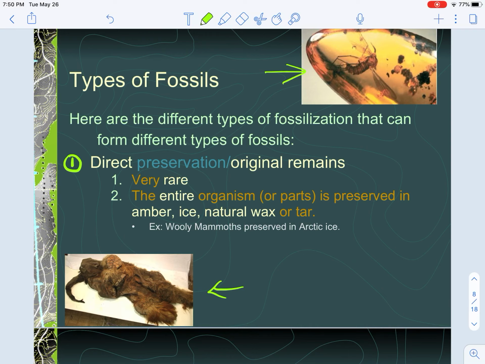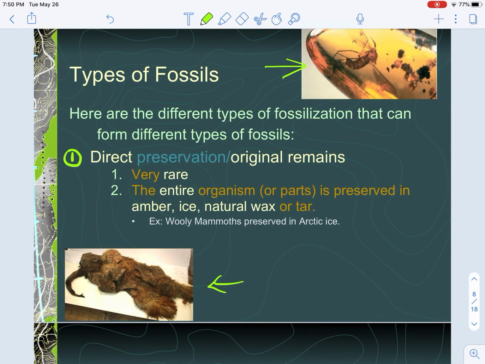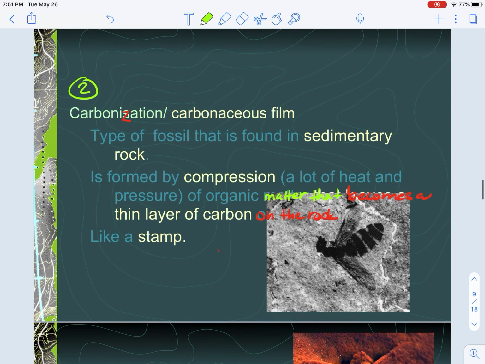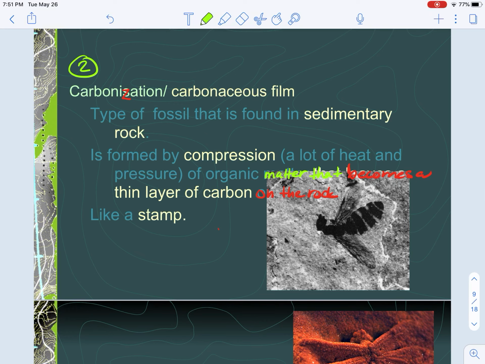And another one is, we talked about how mosquitoes may be trapped in amber, which is tree sap that has fossilized into a rock. So those would be some examples. Sometimes they also find the actual organisms in wax or tar.